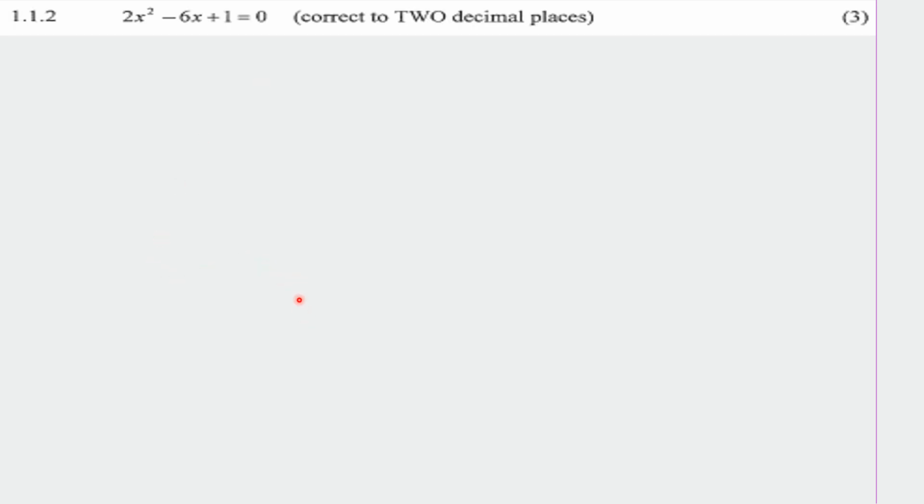So let's move to question 1.1.2. Question 1.1.2 says solve for x: 2x squared minus 6x plus 1 equals 0. And then they give us a hint. When they give us a hint like this, to say correct to 2 decimal places, that means we know that our answers are not integers. So we have to use the quadratic formula so that it's easy for us to get the x values.